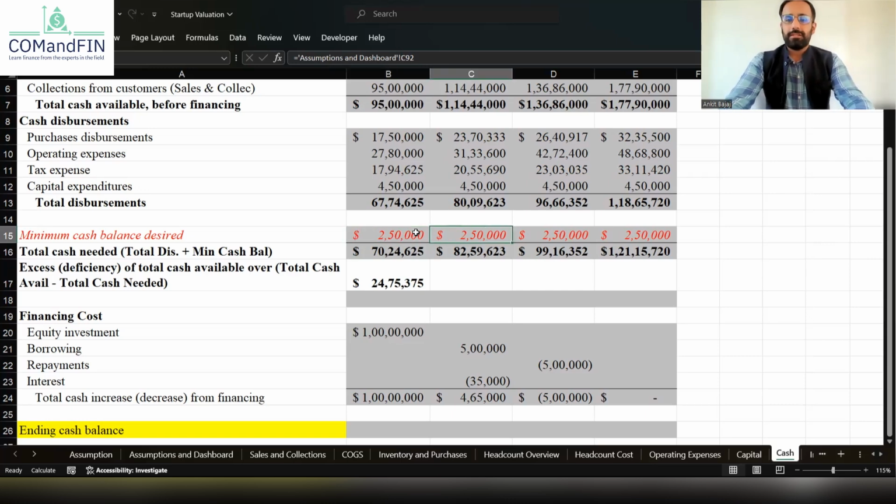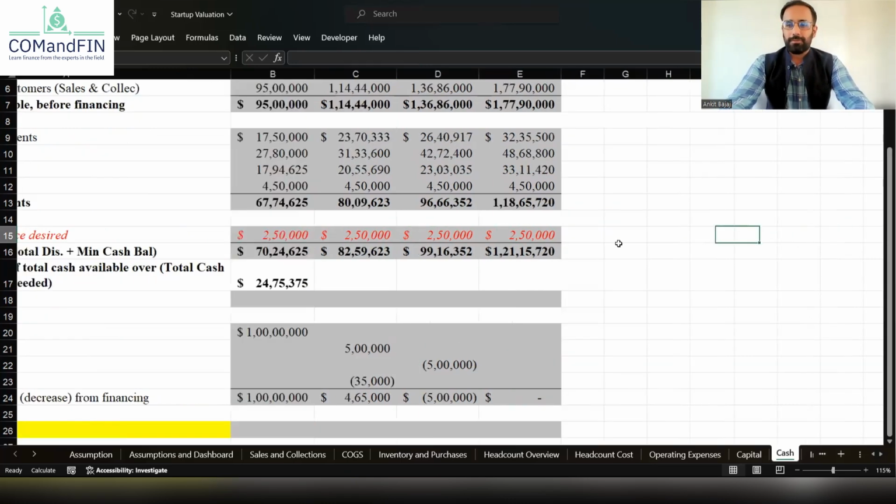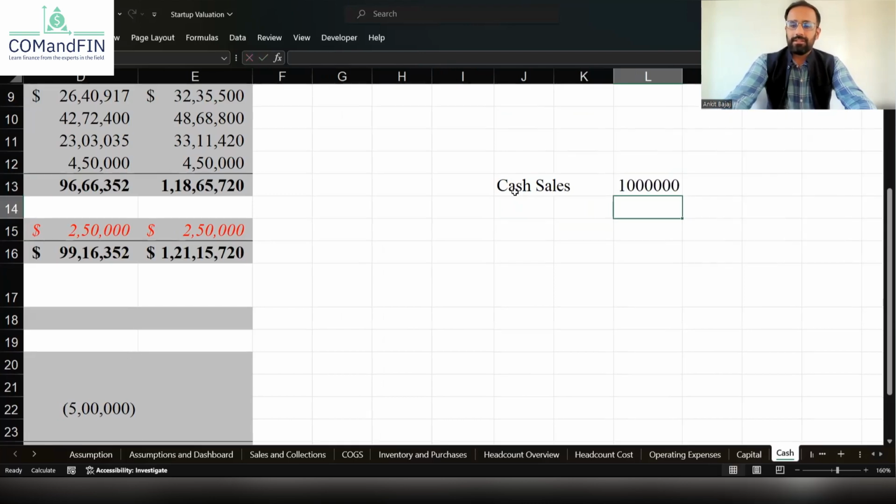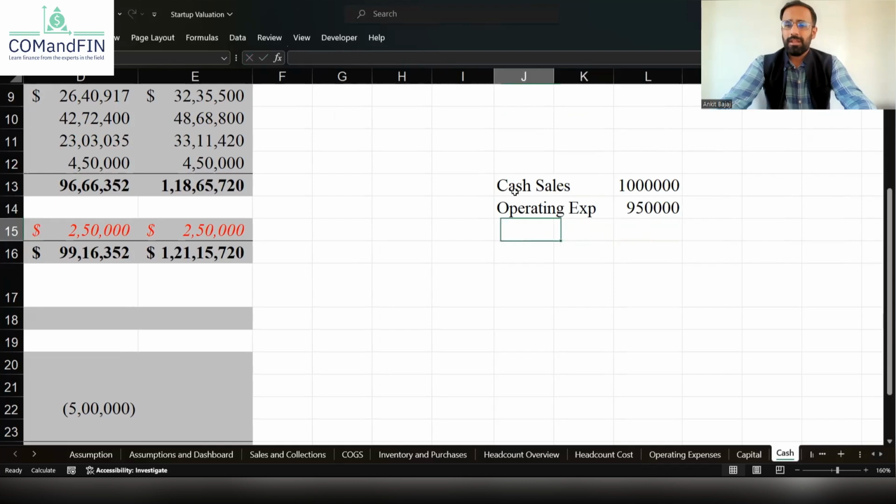Now, let's suppose I will take a small, very simple example. The cash inflows of the business are cash sales, and let us assume the cash sales of the business are 10 lakh. The company has paid operating expenses during the year, let's say 9 lakh 50,000.